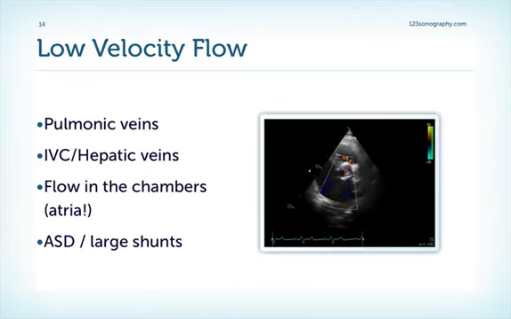We always have lower flow in the venous system. Therefore, we also have a low flow in the pulmonic veins and the inferior vena cava, as well as the hepatic veins, but also in the atria itself. And if we have a shunt, for example, between the left atrium and the right atrium, an ASD, the flow would also be lower.